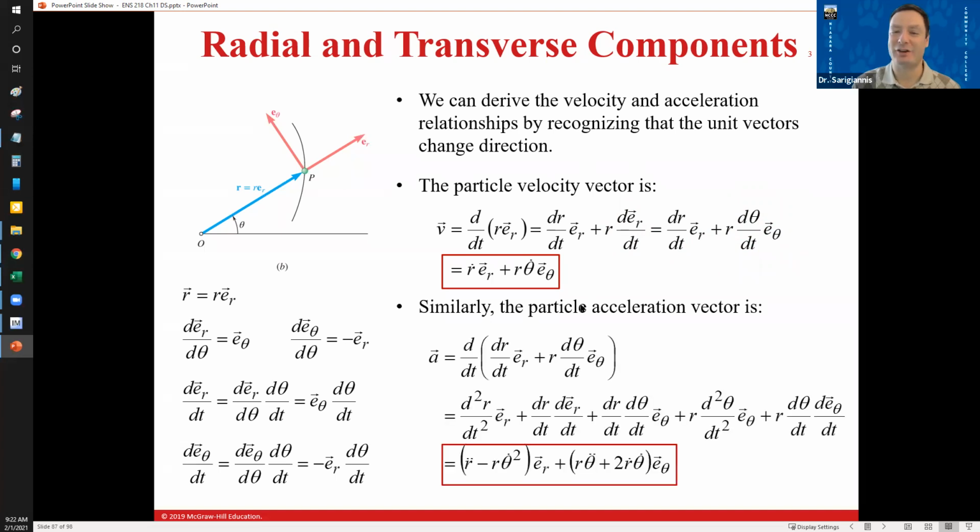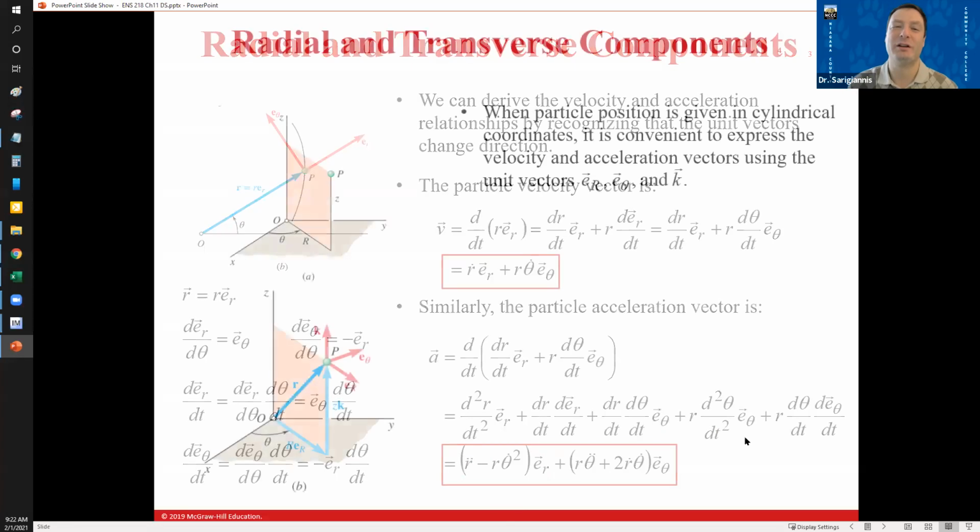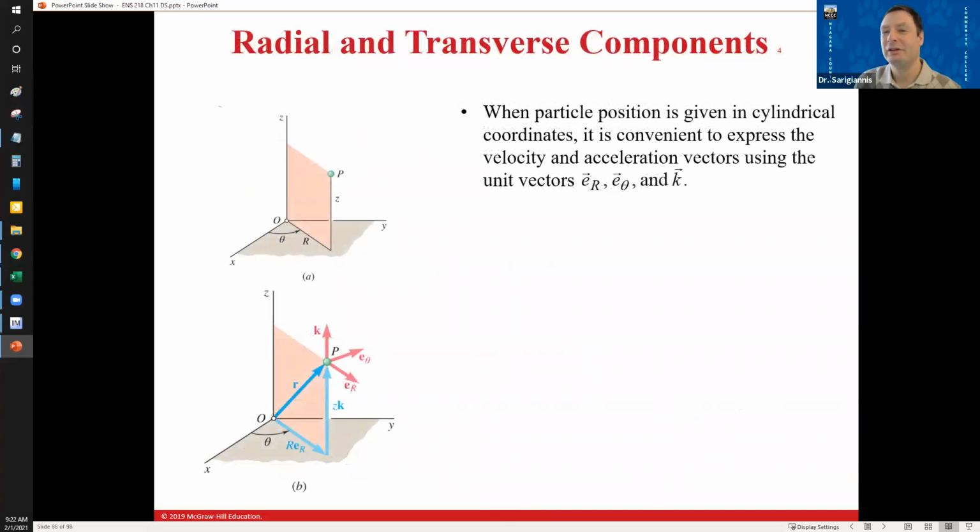So that's the velocity vector, and then the acceleration vector is just taking the second derivative. Again, you can kind of go through this. I'm not going to be expecting the derivation; you should be dealing with the final equations pretty much. But you should recognize in polar coordinates where these are coming from. You'll also hear this referred to as polar coordinates.